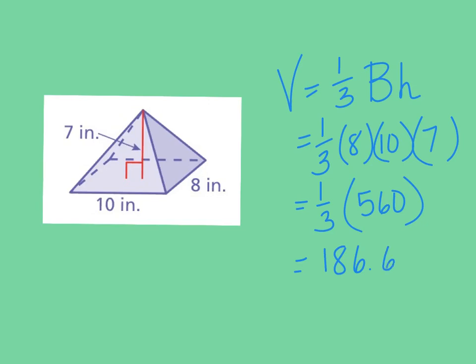186 and 6 repeating. Depending on what you see in your assignment today, it might ask you to round. It might ask you to represent this with a fraction. So if I'm asked to give my answer as a fraction, 186, this would be 2/3. 6 repeating is the same as the fraction 2/3. Or if I'm asked to round to the nearest hundredth place, then I would write 186 and 67 hundredths. Again, inches cubed for my answer.